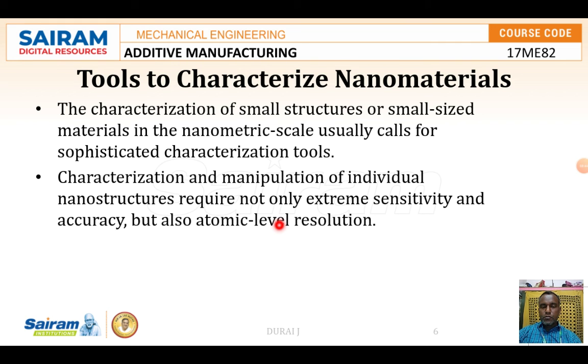Tools and characteristics of nanomaterials. The small structure or small size of materials at the nanomaterial scale usually calls for sophisticated characterization tools. The characterization and manipulation of individual nanostructures require not only extreme sensitivity and accuracy, but also atomic level resolution. So this is the characteristic of nanomaterials.